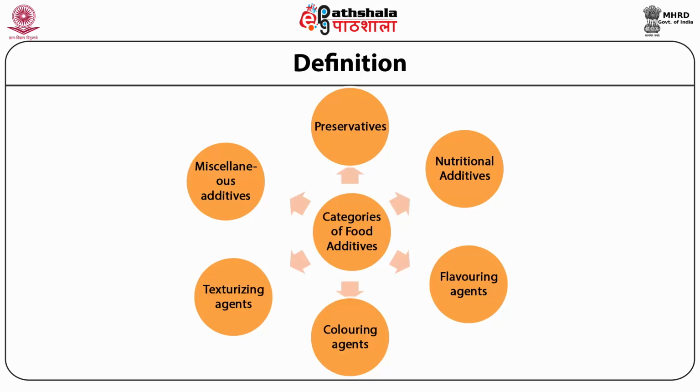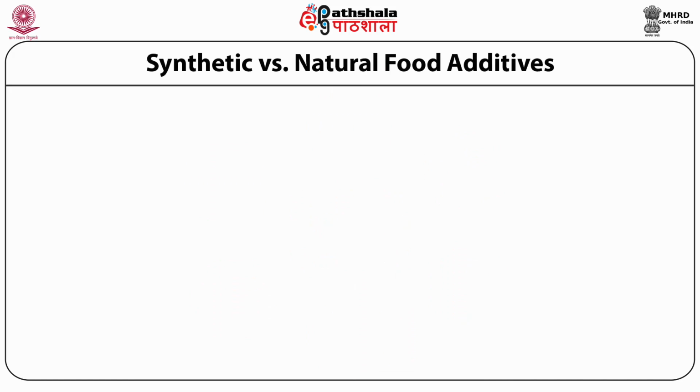Then we have many miscellaneous additives, small additives, which may again be artificial or may be natural, which are added in small or bigger quantities in food products. Now we will differentiate between two different types of food additives, that is synthetic versus natural.